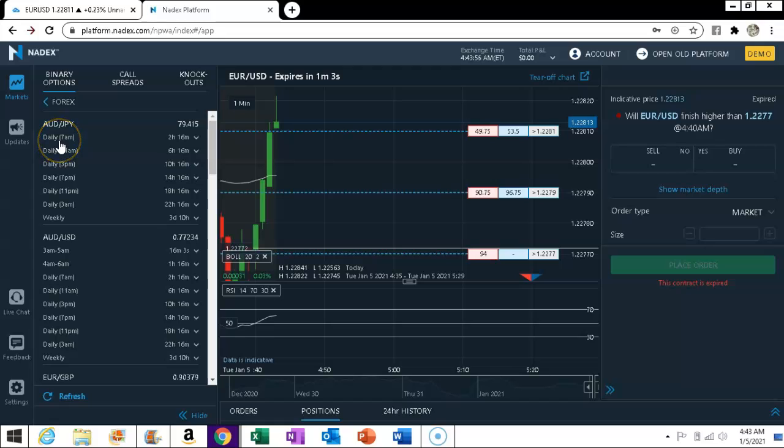So if you want to trade the daily, and your trade is expiring at 7 a.m., then this will be a 2-hour binary option. This one will expire at 11 a.m. So this will be at 6 hours, 10 hours, 14, and so on. This is the weekly, so you've got 3 days left in this binary. This weekly will end on Friday at 4 o'clock p.m.